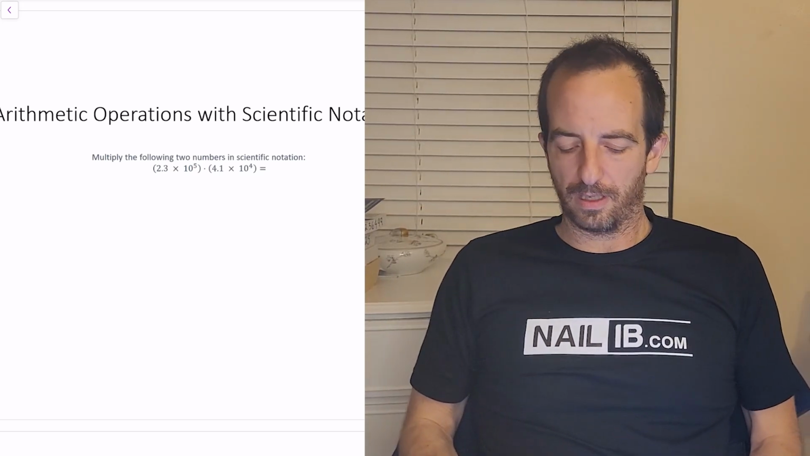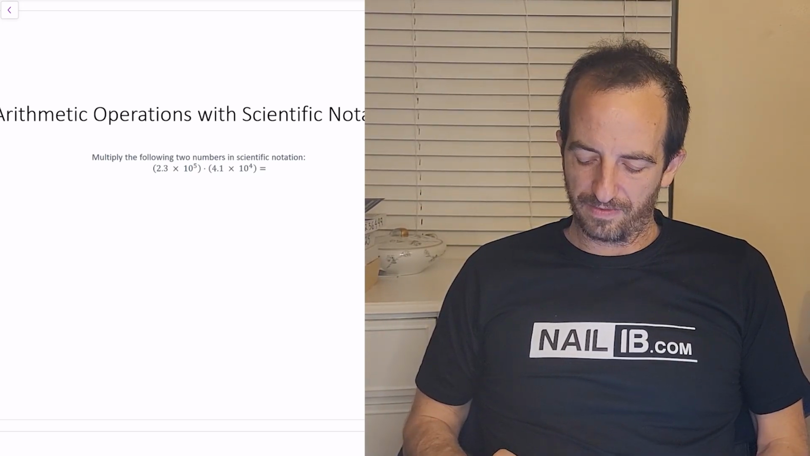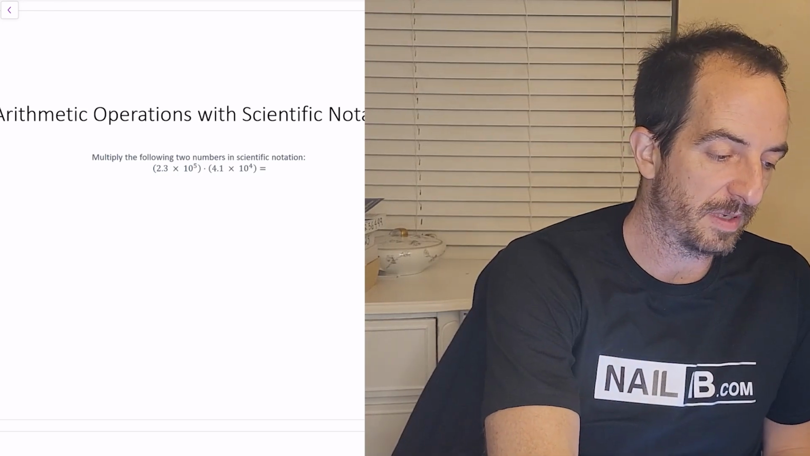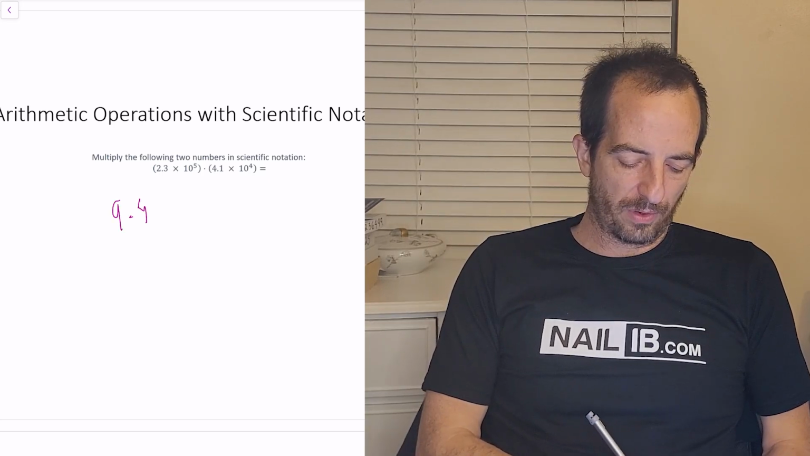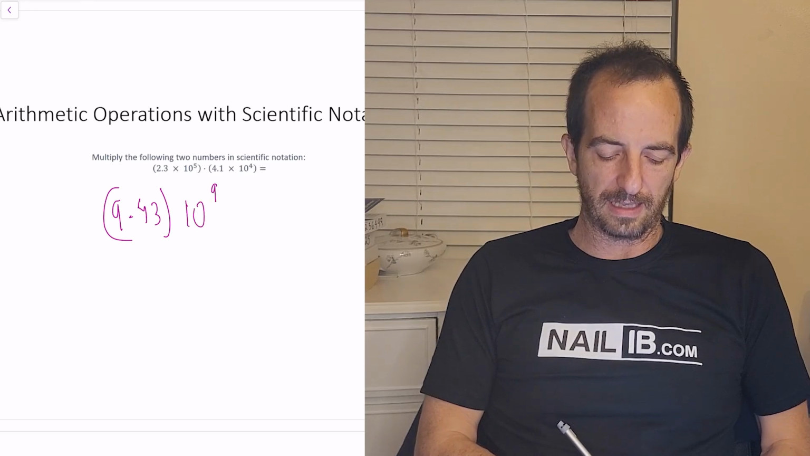So I'll take my calculator, and I have 2.3 times 4.1. So I multiply the coefficients. That gives me 9.43. 9.43, which is a good coefficient. And 10 to the 5th times 10 to the 4th, the law of exponents tells us that is 10 to the 9th.